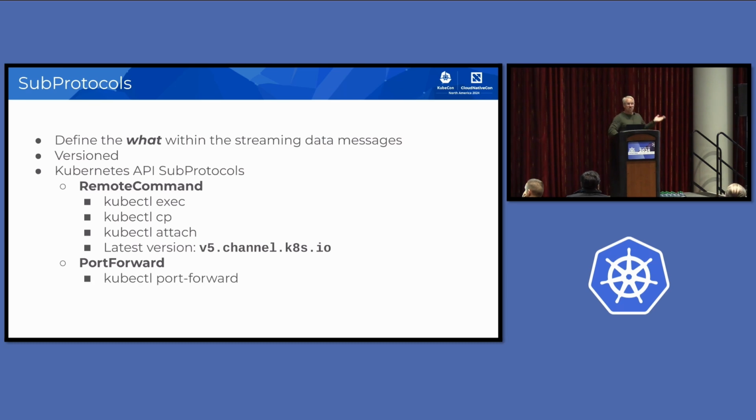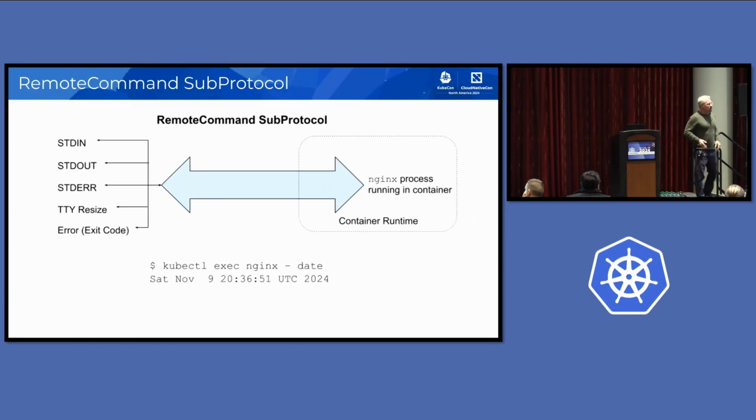For port forward, it supports the kubectl port-forward command, which we saw the example of, and the latest version is v2. So what exactly is in our remote command sub-protocol? We are multiplexing up to 5 channels of data. We've got standard input, standard output, and standard error. That's pretty straightforward. If we're going to be interacting with a command in a cluster, we're going to have those 3 channels. And then for later versions, we added terminal resizing or TTY resizing events, and we added an error channel which allows us to get the process's exit code. So those channels of data are all going over the exact same streaming connection, multiplexed over that connection and then demultiplexed and connected to the process that's running in the container runtime.